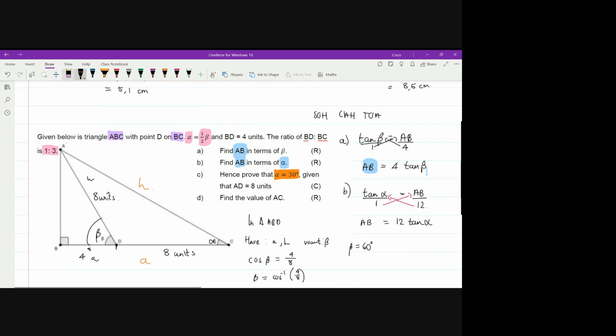Now, this statement over here tells us that alpha is half of beta. So alpha is going to be half of beta, which is half of 60 degrees, and that is indeed 30 degrees. Okay, thumbs up. Did everybody use this method, or did we use something different?